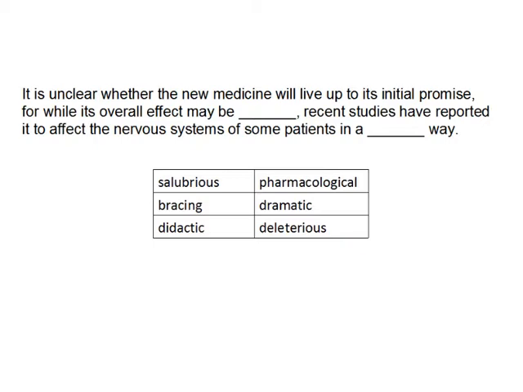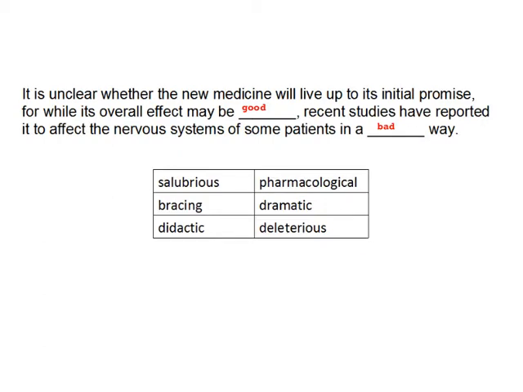Why? While its overall effect may be something, recent studies have reported it to affect the nervous system of some patients. So this, some patients and the effect it's having there, is what's bringing a lack of clarity to the medicine's overall effect or promise. So we can get away here with the simple fill-in words of good and bad. And I love it when a fill-in can be this simple and still lead us to the correct answer.